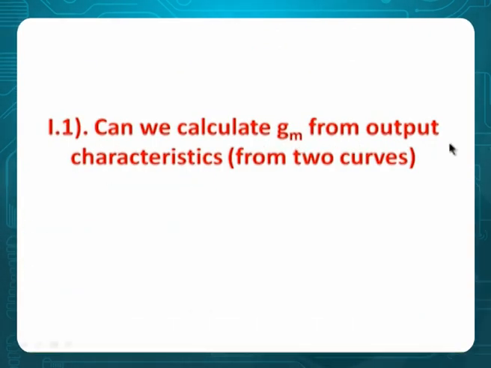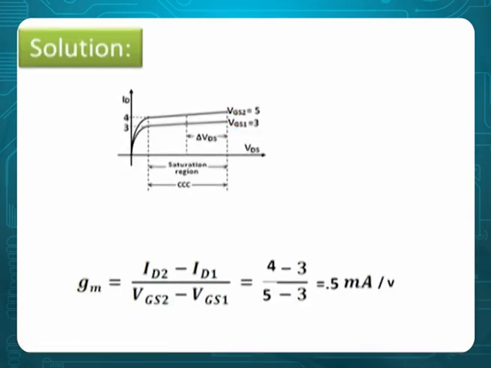Can we calculate GM from output characteristics, even from two curves? For example, ID versus VDS. This is 5, 3, 4, 3. For example, 4 minus 3 is the change in ID, 5 minus 3 is the change in VGS. So 4 minus 3 by 5 minus 3 gives 0.5 milliamperes per volt. So we can also calculate GM from output characteristics.